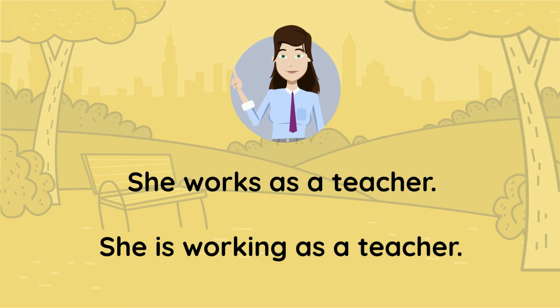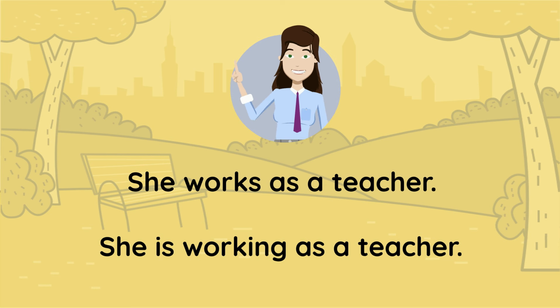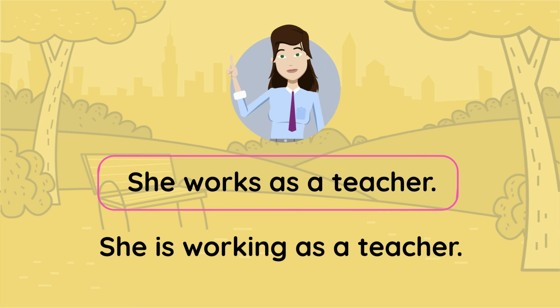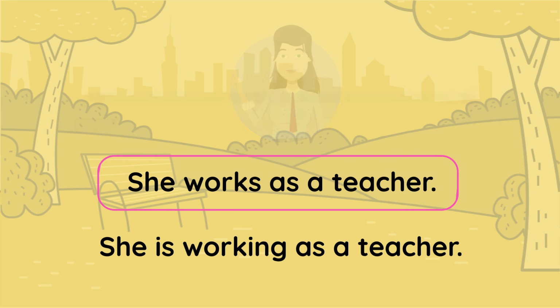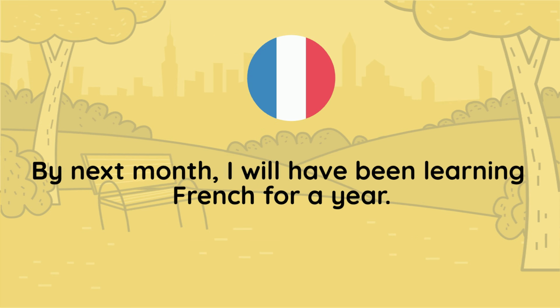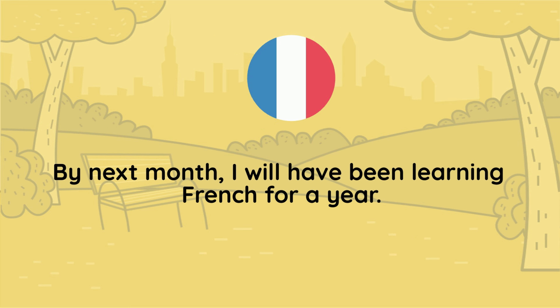She works as a teacher or she is working as a teacher. Which one works better here? The correct answer is she works as a teacher. This is a permanent situation or fact. You use present simple.